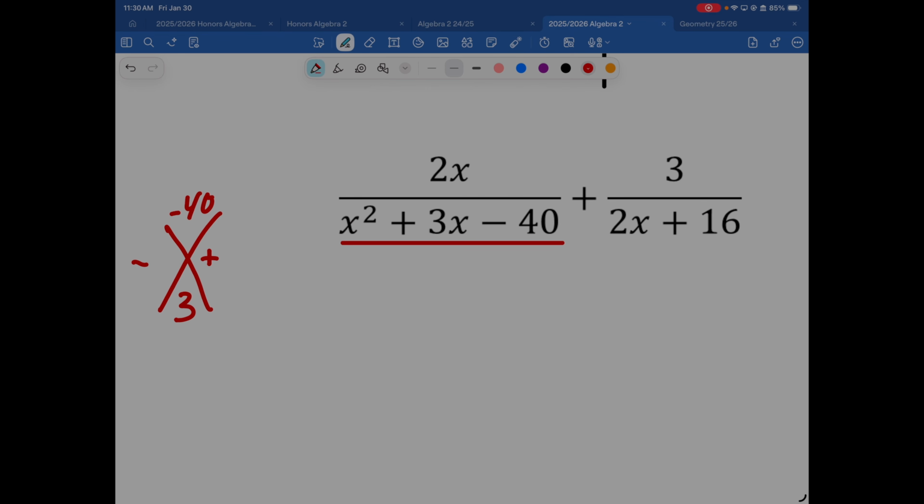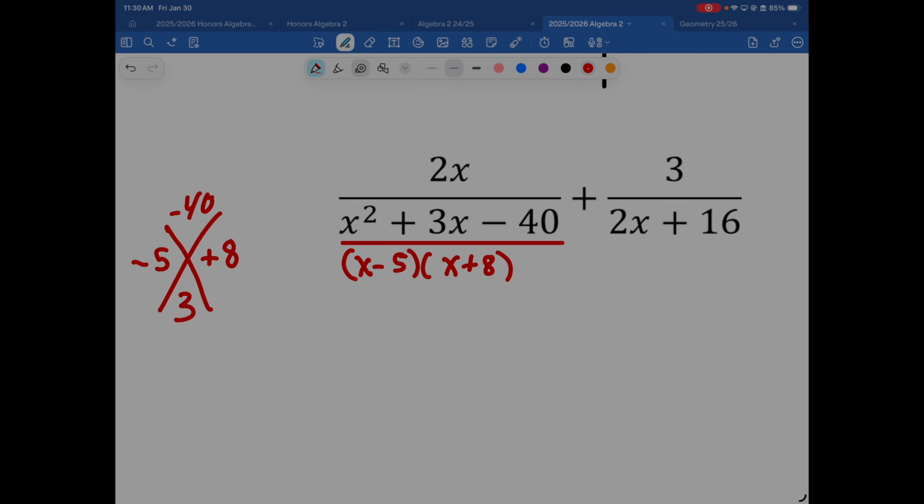8 and 5. So the 8 is going to be positive. The 5 is going to be negative. Negative 5 times 8 is negative 40. Negative 5 plus 8 is 3. So this factors to x minus 5, x plus 8.